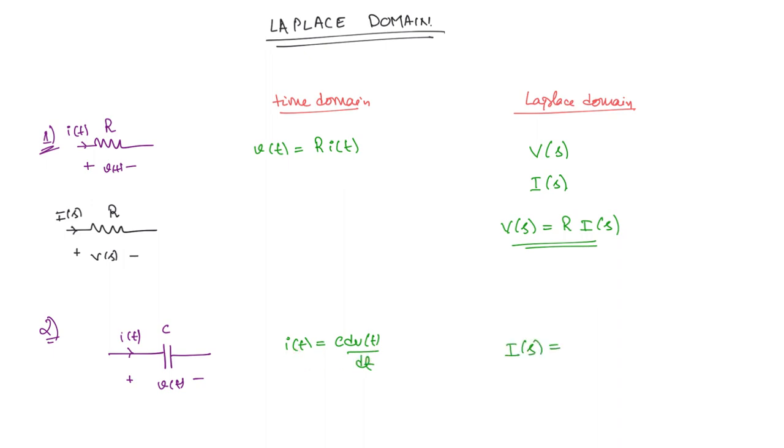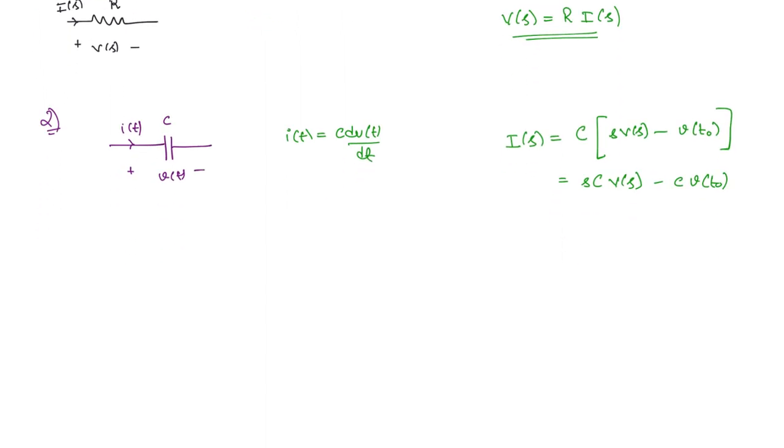I of s is equal to C times s into V of s minus the initial value of voltage, right? This is the expression whenever we apply the Laplace transform to a differentiation. So I of s is equal to sC V of s minus C times V of t naught. Now how do you represent this? You can see that here we have current equal to two terms, so you can take it like a KCL. When will current get added, in a parallel connection or a series connection? It will get added in a parallel connection, right?